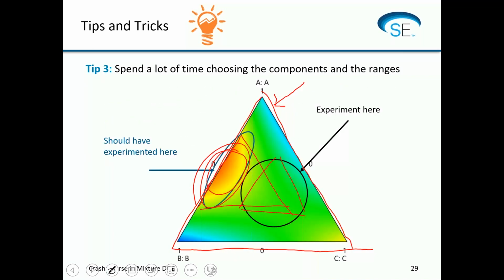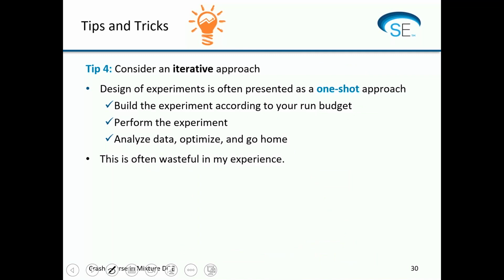Now, this ties into my next tip, which is, you might not get the region correct on the first step, but maybe if you don't use your entire run budget immediately, you can do some additional follow-up runs in a region of interest. So let's take a look at this next tip. So consider an iterative approach.